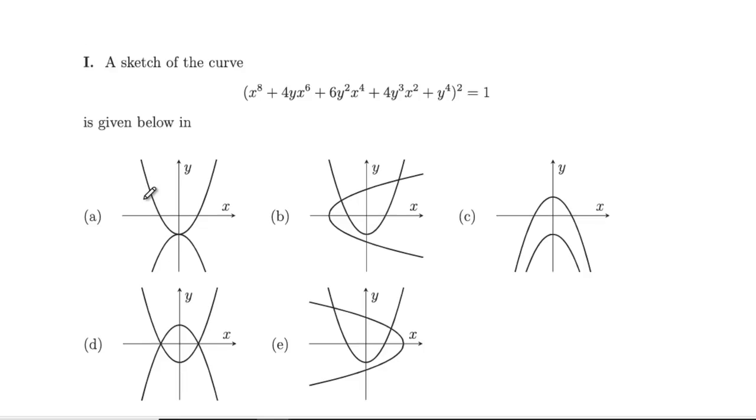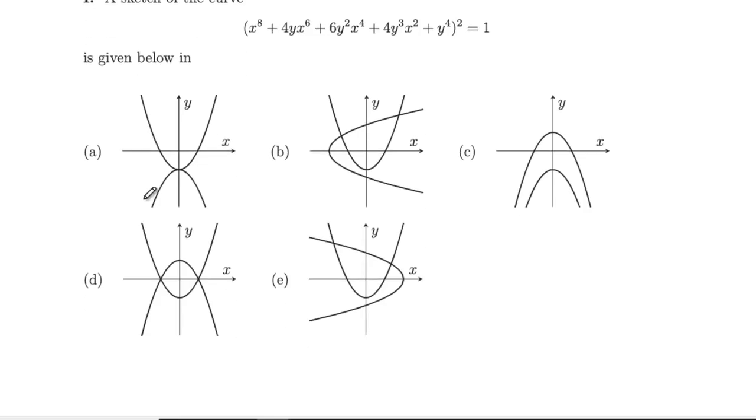A sketch of that curve is given in which one? Right, well, let's do the usual then. So when x is 0, that's always a good starter. So we get 0, 0, 0, 0. We've got y to the 8 is equal to 1. So when x is 0, we've got that y is plus or minus 1. So it's not A, it's not B, could be C, could be D, it's not E. Well, that's wiped out a lot of stuff.